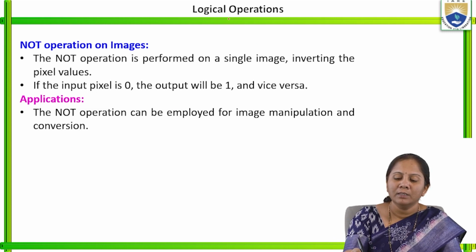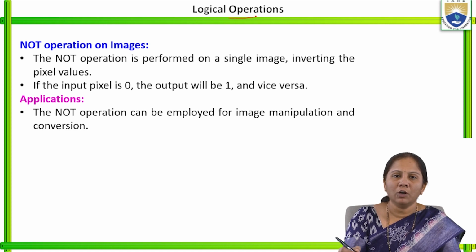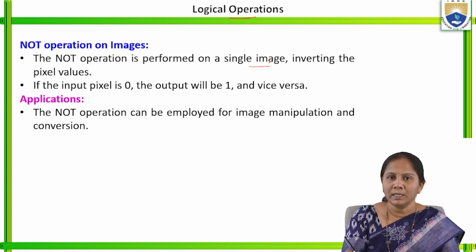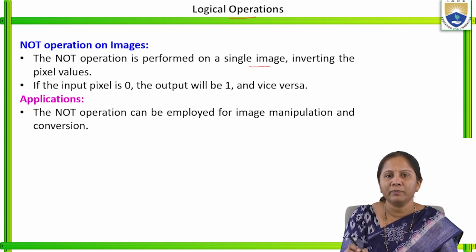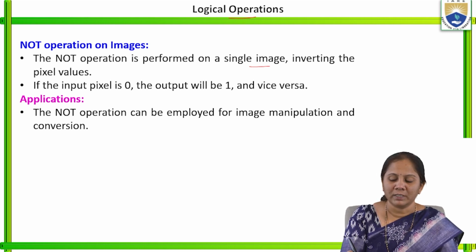And finally, the last logical operation is NOT. The NOT operation is performed on a single image. Here we will have only one image, that is f of x comma y. On that only we have to perform the NOT operation.